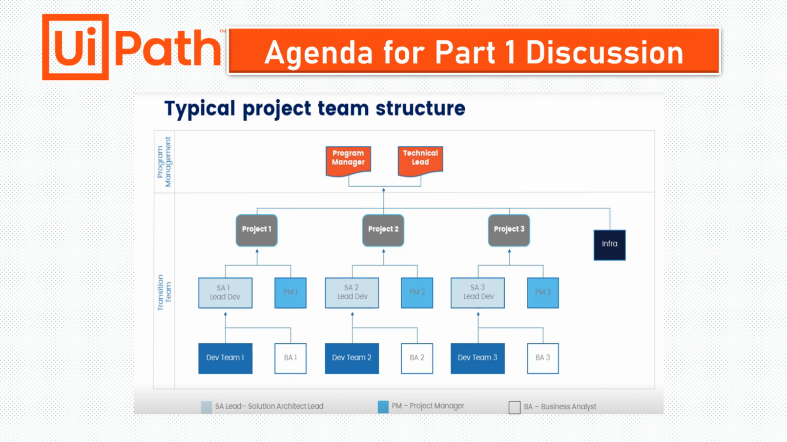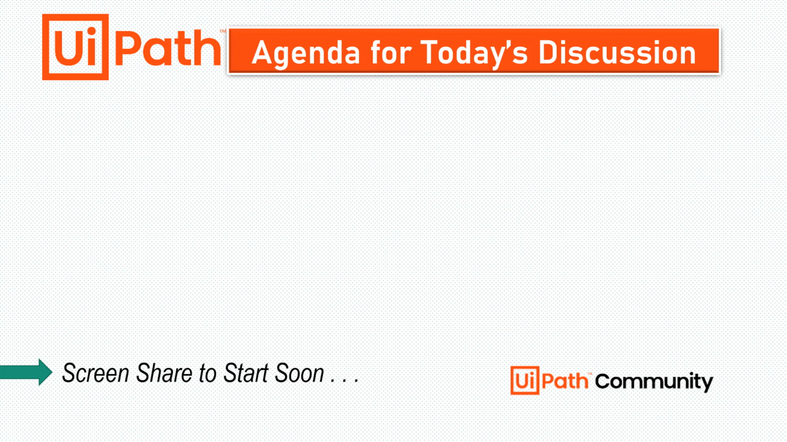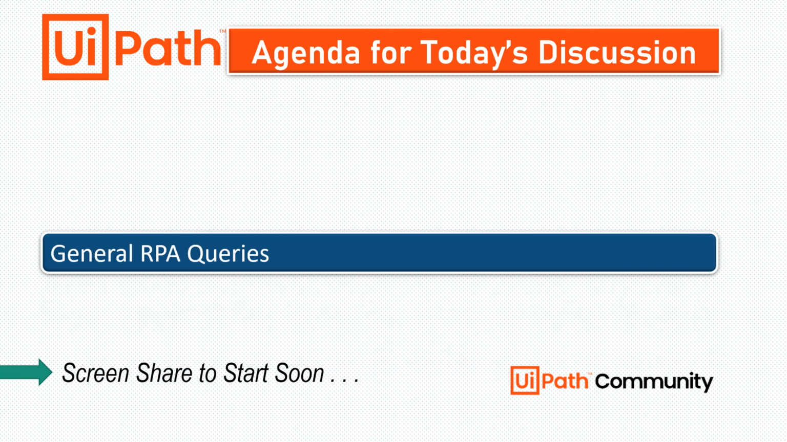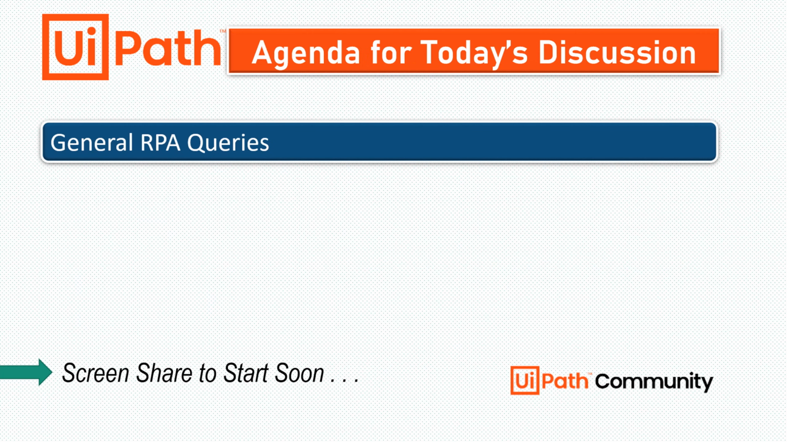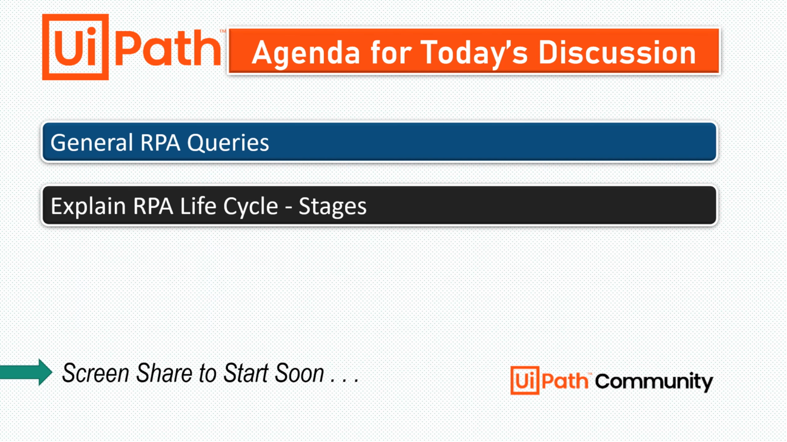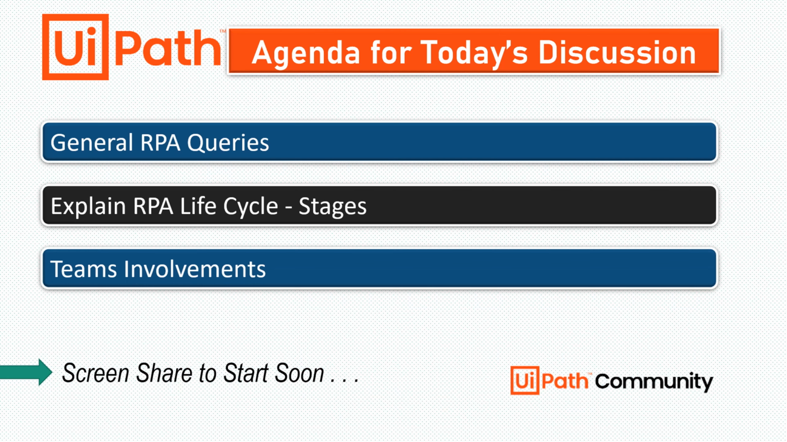In case you have already watched that, let me show you the agenda for this video. We are going to start today by answering some general RPA queries which aspirants have, such as whether every developer has a separate orchestrator, and various other questions. After that, we are going to deep dive into the RPA life cycle. That means the various stages from an RPA point of view, right from requirement gathering to production deployment, hypercare and support. And when we say the stages, what teams are involved in which stages.